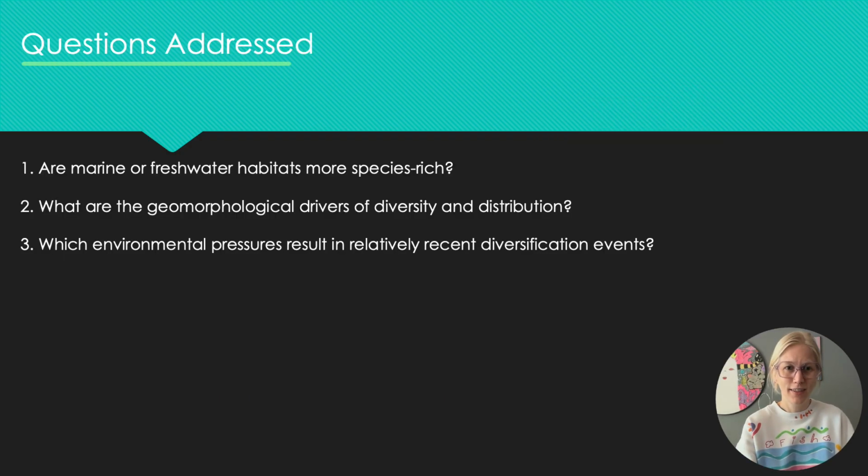It's crazy. So, some questions we can address here are whether marine or freshwater habitats are more species rich. What are the geomorphological drivers of diversity and distribution? And which environmental pressures result in relatively recent diversification events?